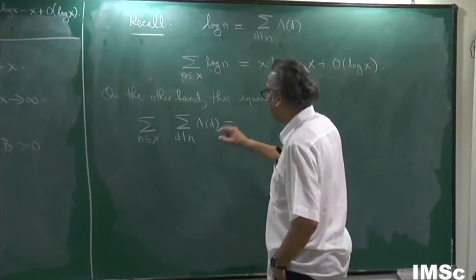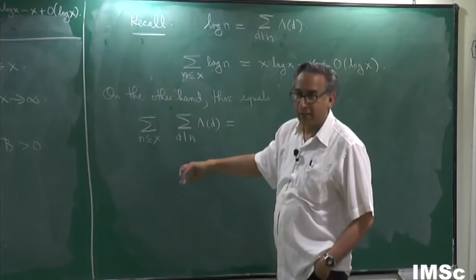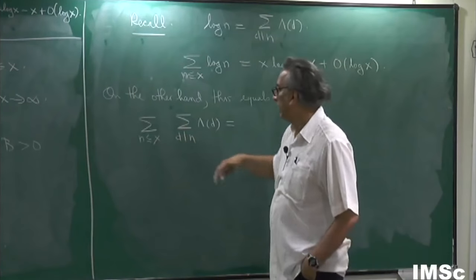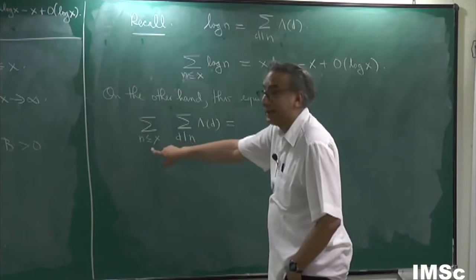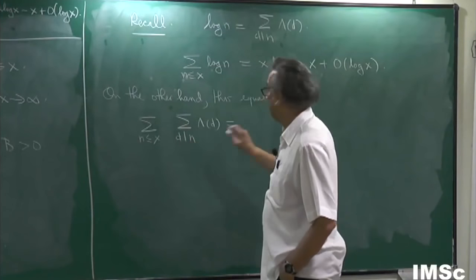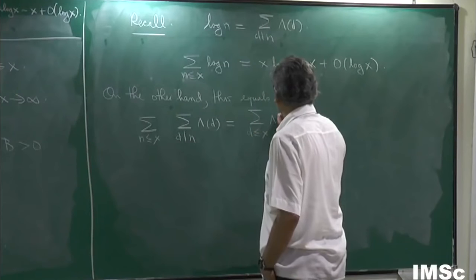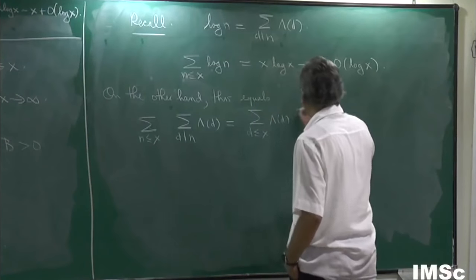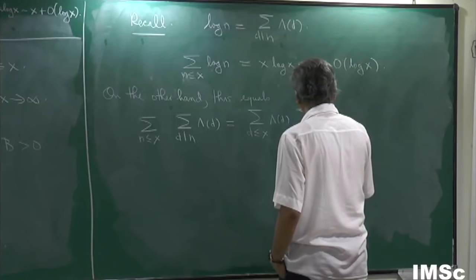And now we interchange summation. Natural thing to do in mathematics when we do two sums, right? If they're absolutely convergent, you can interchange. So d is dividing n and n is less than x, therefore d is less than x. And inside, I'm counting n less than x, d divides n, 1.